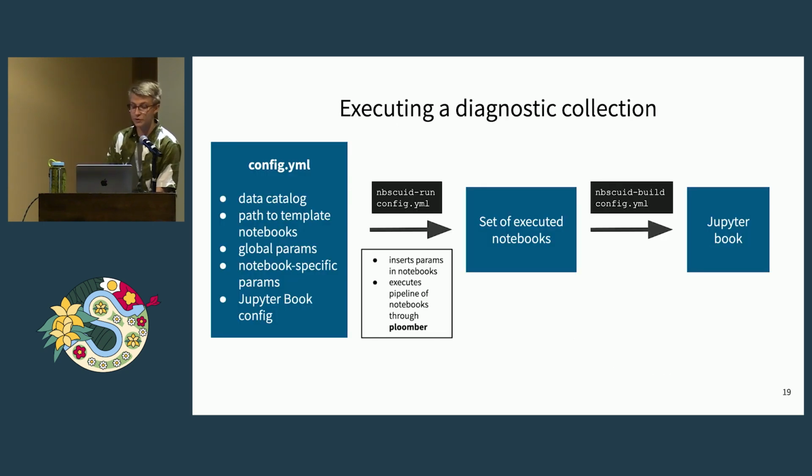So diving more into what the code looks like, everything that is in charge of what's happening in running a diagnostic collection lives in a single YAML file. That contains information like what data catalog it's being run on, the path to where all the notebooks you want to run live, global and notebook-specific parameters, and any config that you might need for the Jupyter book. You first run the command nbsquid run on that YAML file, which does the whole parametrizing and executing process. That gets you a set of executed notebooks, and if you then want to turn that into a Jupyter book, also using the Jupyter book config that was in the original file, you run nbsquid build, and you get a Jupyter book out of that, which then you can put wherever you want.